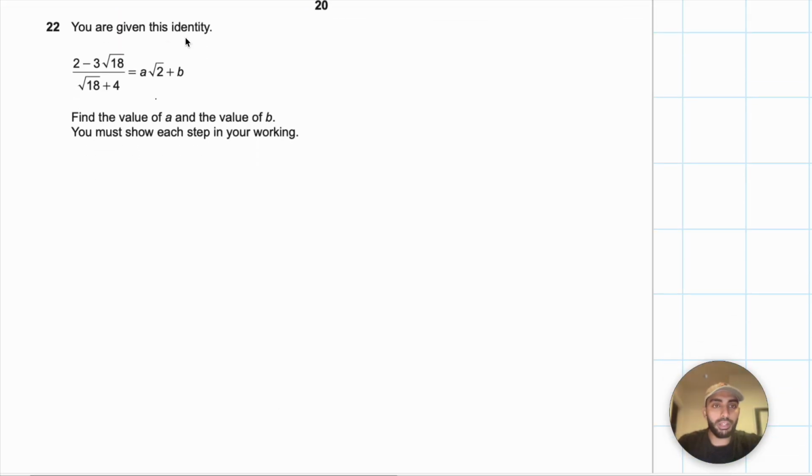Question 22. You are given this identity. Find the value of A and find the value of B. Show each step in your working. All we're trying to do here is simplify this left-hand side so it looks something like this side, and we're trying to find that value and that value.